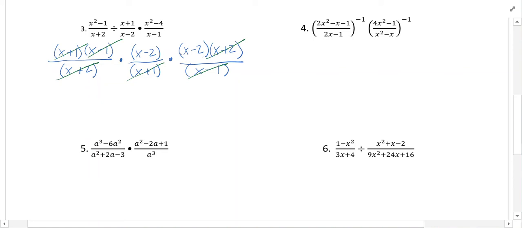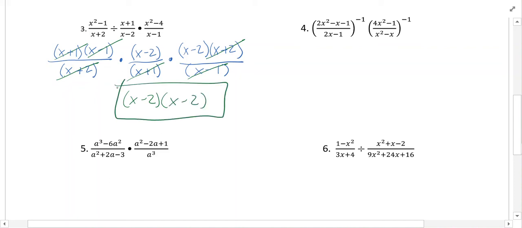So when I write my final answer, I have x minus 2 times x minus 2. So here is my simplified answer, because remember, you're multiplying these together. So x minus 2 times x minus 2.